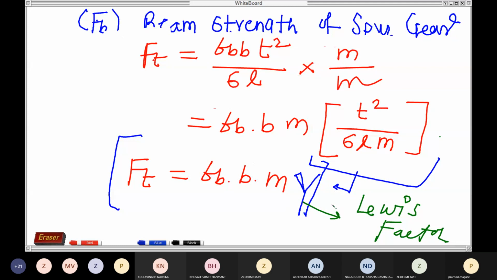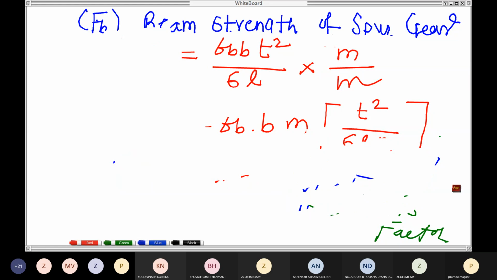So this will be about the tangential force we have calculated. Y is the Lewis factor, applied space availability.